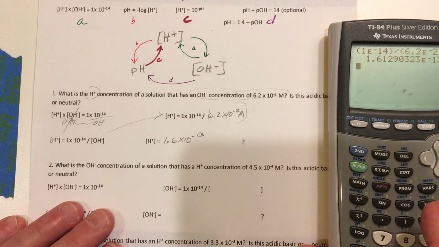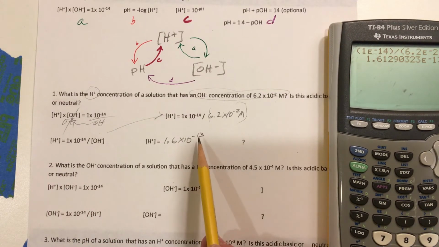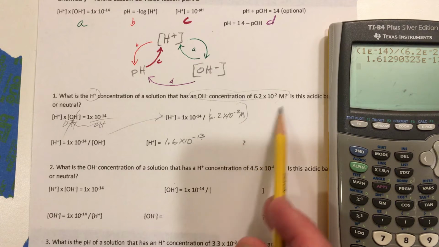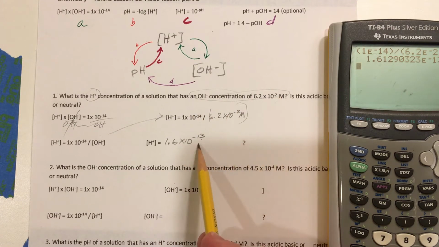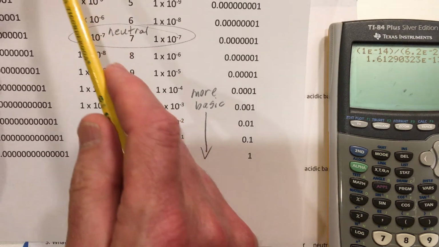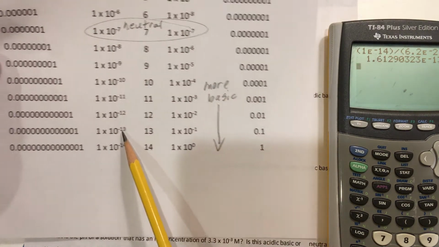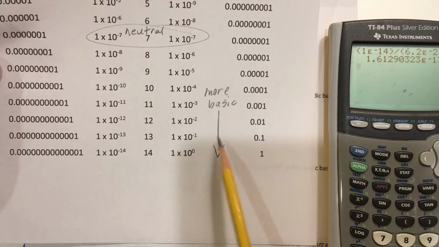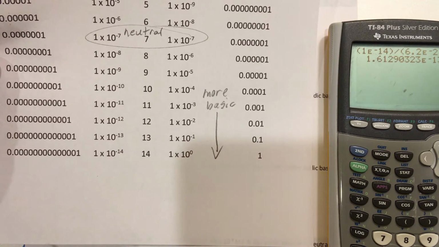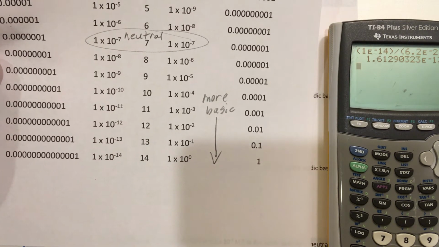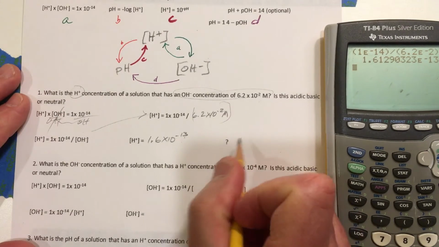Okay, so is that acidic, basic, or neutral? Well, that's a pretty low number compared to the hydroxide. There was more hydroxide than hydrogen, so that has to be a base. And here we are where the H plus is down in the 10 to the negative 13 range. That's, of course, when the OH is up in the 10 to the negative 2 range, and that's basic. So basic.